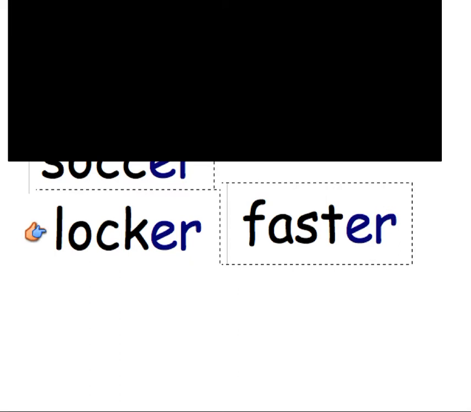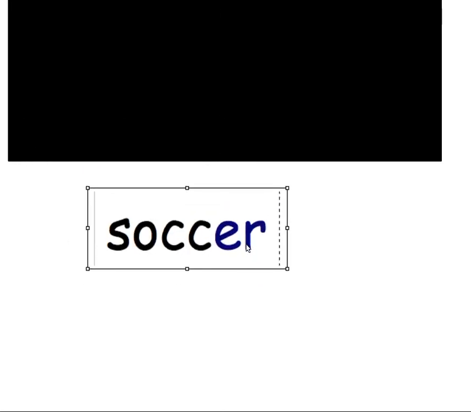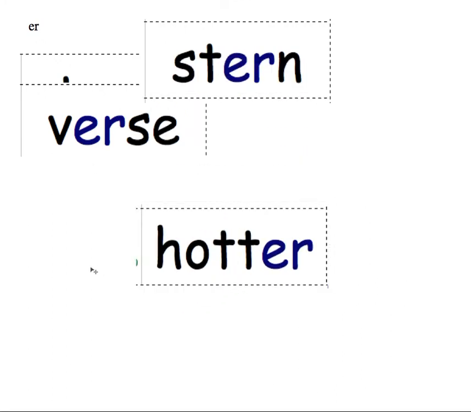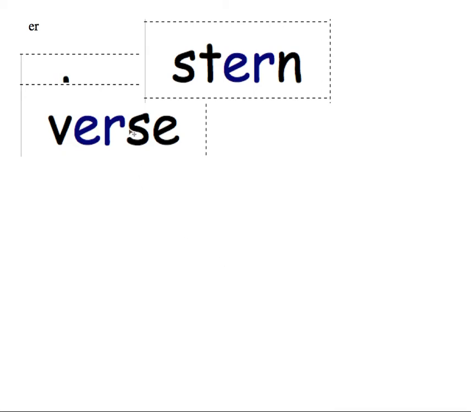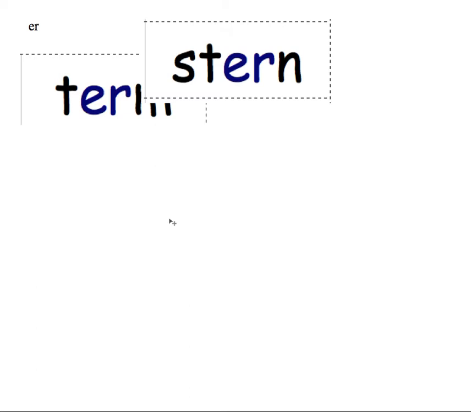All these word families go together. Locker, faster, soccer. There's that double consonant again. It only says that sound one time. Hotter, verse. A verse is a story in a book.